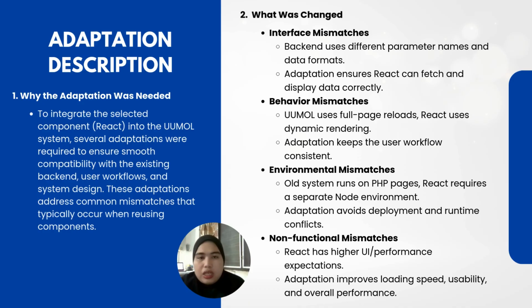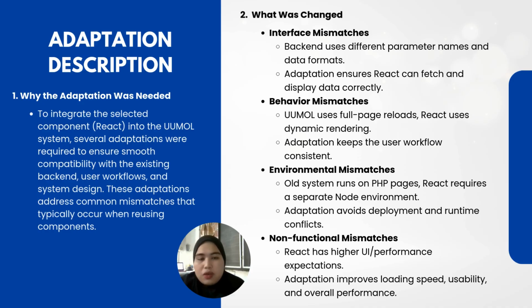So what was changed? We have 4 of it. First will be interface mismatches, where the backend uses different parameter names and data format, and it will ensure React can fetch and display data correctly. Then behavior mismatches, as we know, UML uses full page reload and React uses dynamic rendering, so it will keep the user workflow consistent.